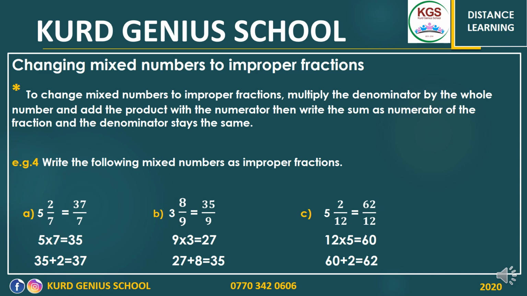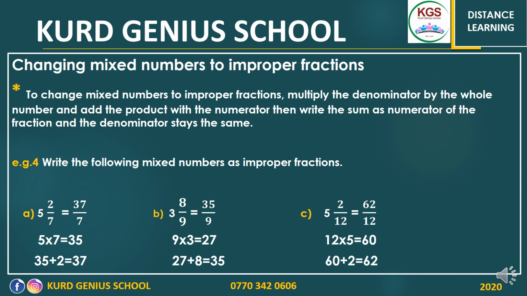How can I write this number as an improper fraction? So multiply the denominator by the whole number. 9 times 3 is 27. Then add the product with the numerator. So 27 plus 8 is 35. Now write the sum as the numerator of the fraction, 35 over 9, you can say 35 ninths. C. We have 5 and 2 twelfths.